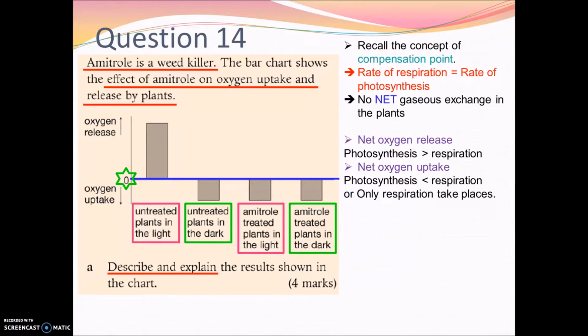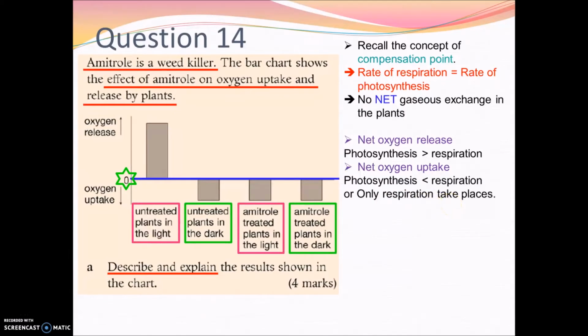But what is the meaning of the rest? Above zero, there is net oxygen release, which means the rate of photosynthesis is higher than that of respiration. Below zero, there will be net oxygen uptake. That means the rate of photosynthesis is lower than the rate of respiration, just like at night when it is dark, when only respiration takes place. So that's the concept.